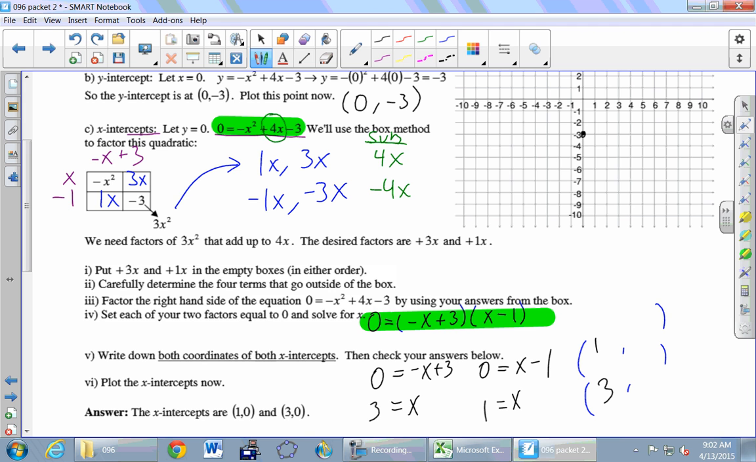How much are the y's? 0. That's how we started this process, right? We let y equal 0. So those are your x-intercepts. Finding x-intercepts is typically quite a long process, as you just saw. Finding y-intercepts, really quick, but x-intercepts takes a lot longer. Okay, let's go ahead and plot those 2 points on the graph, (1, 0) and (3, 0).